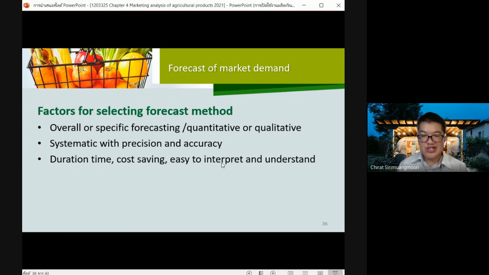Or duration time, cost saving, and whether it is easy to interpret or not. So think about the time that you're going to take and the cost of the money, and also whether it is easy to interpret or not. Because sometimes you collect a lot of information, but too much information might not be good. Of course, too much information, if you don't analyze it clearly, will affect your decision.